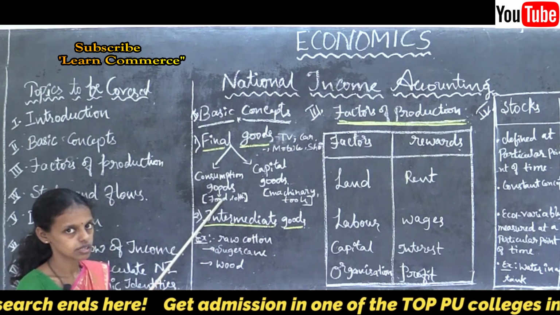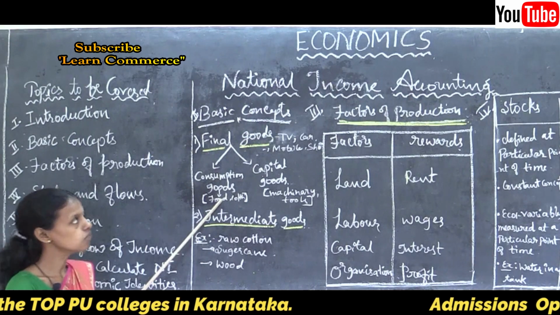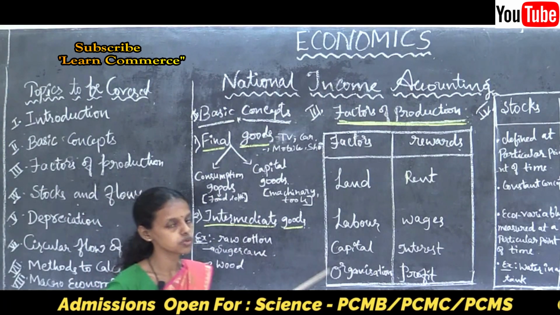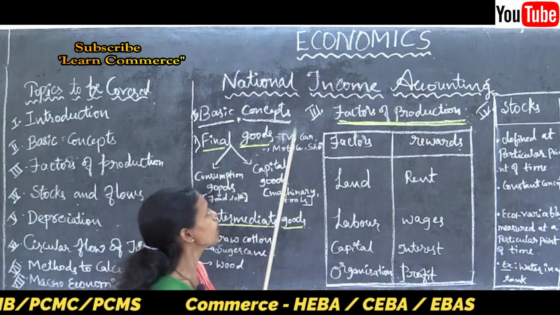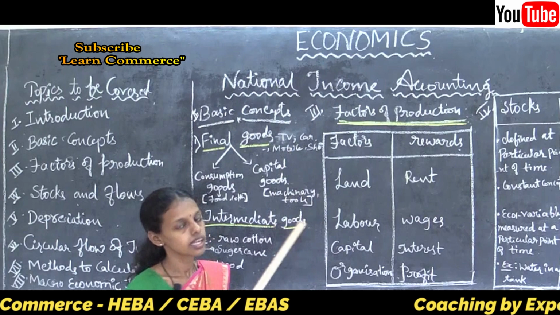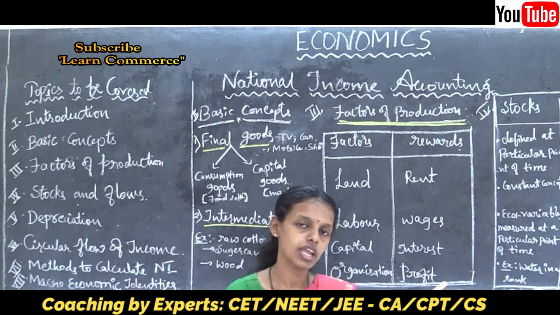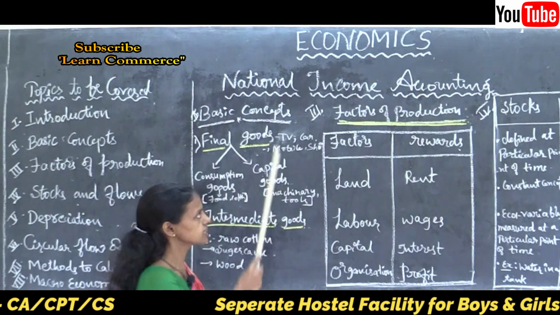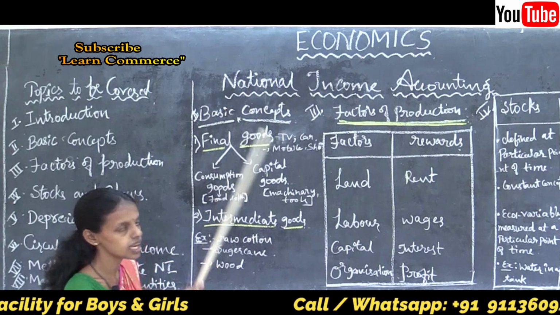Thus, these concepts we are going to cover to calculate national income, because the net value of final goods and services produced in a country in a year is what we calculate. So national income is nothing but the net money value of final goods and services produced in a country in a year. Thus we should know these basic concepts before calculating national income.